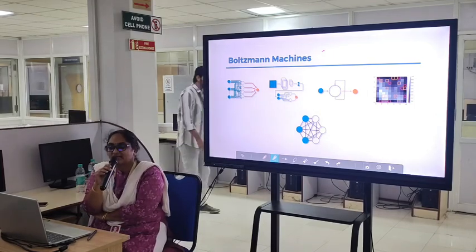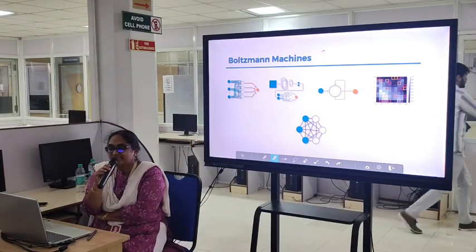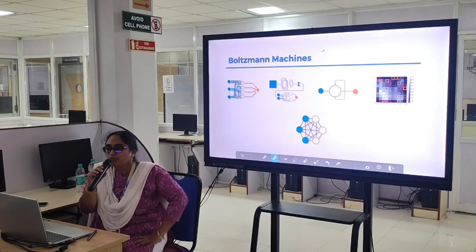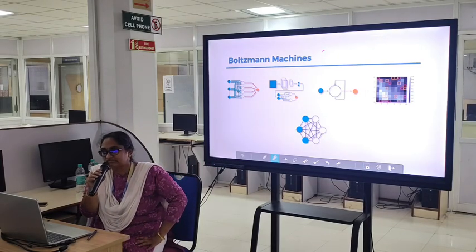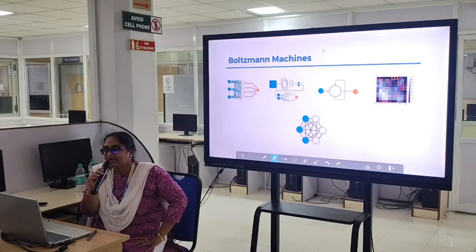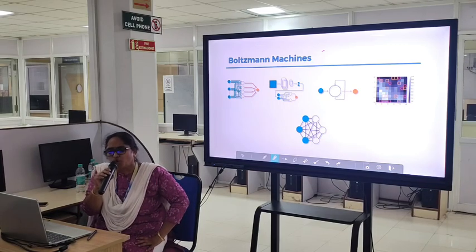See, there are two colors in the Boltzmann machine. One is blue and the other is white. Blue nodes are called visible nodes. White ones are called hidden nodes. There are so many differences from the other networks.